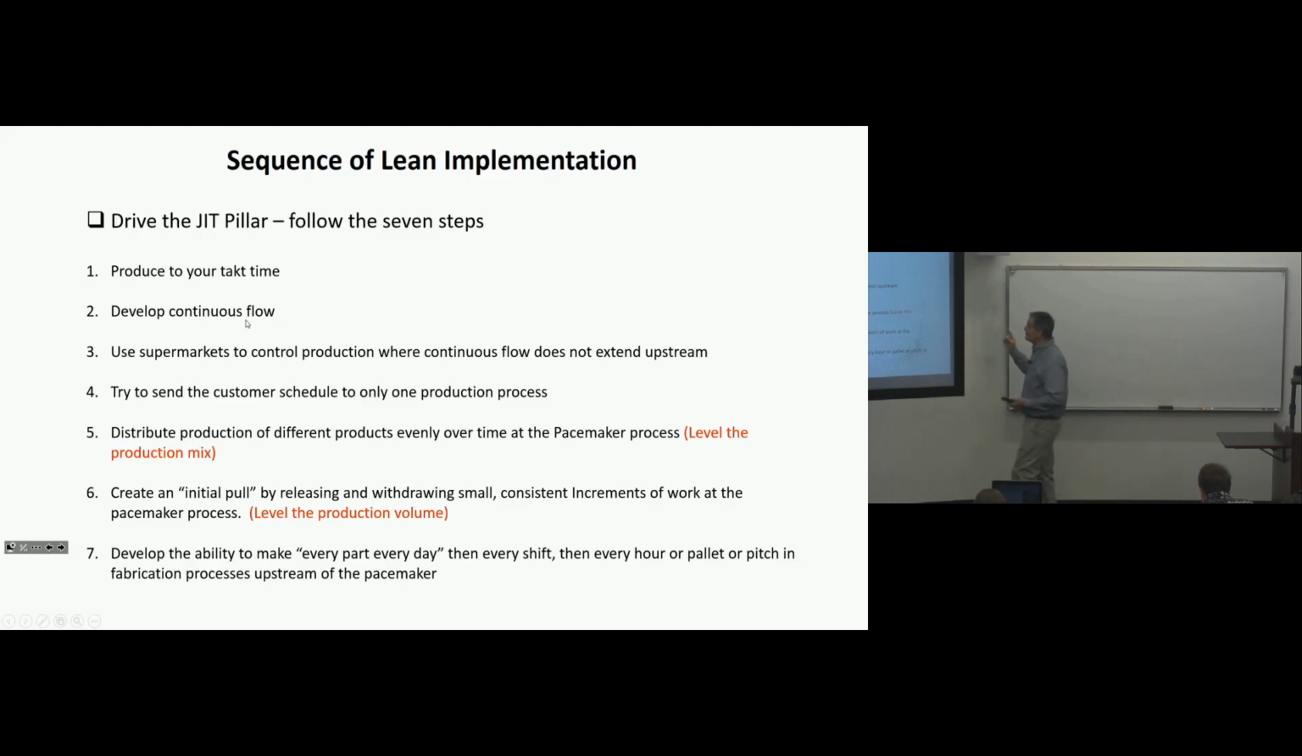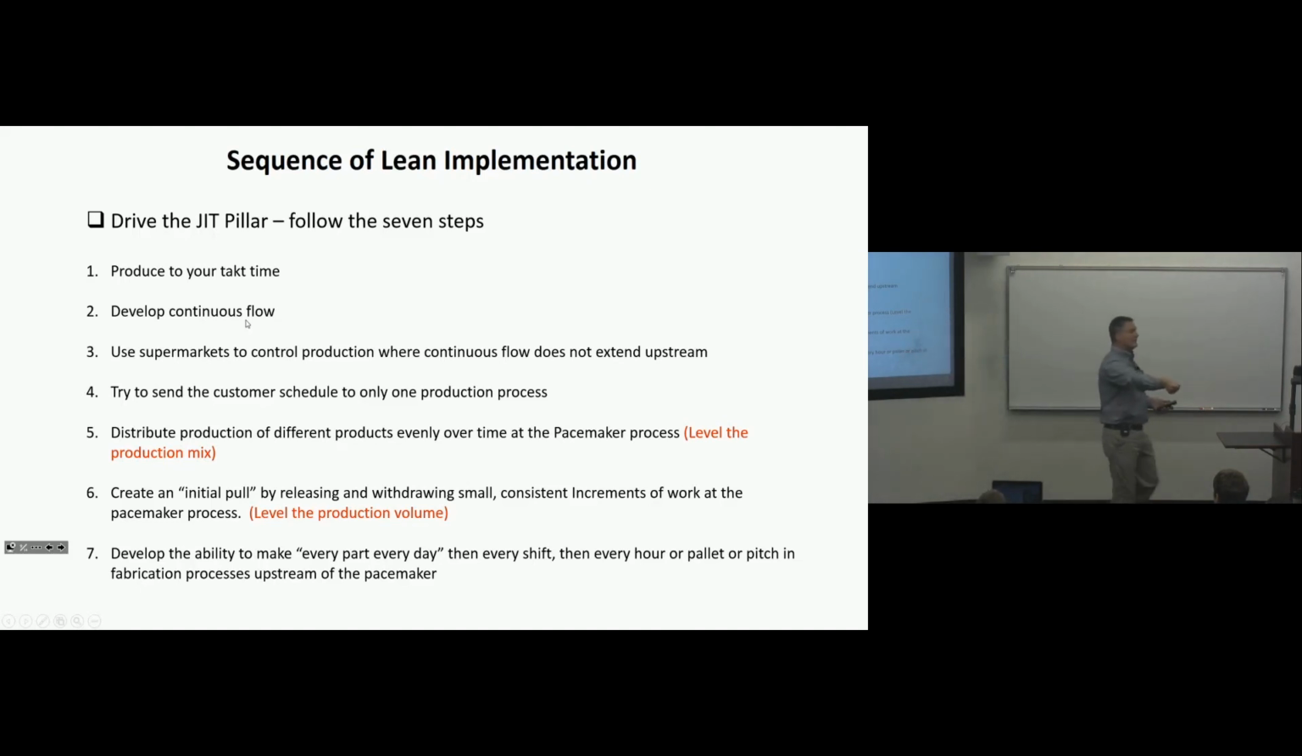Use supermarkets to control production where continuous flow doesn't extend upstream. We can't do continuous flow. Okay, how big is a supermarket? There's a formula for that, right, Kirsten? Yeah. And so we size our supermarkets. We're still implementing a pull system. Try to send the customer schedule to only one process, station 11, the pacemaker. Distribute production of different products evenly over time, leveling the production mix using Heijunka. Create initial pull by releasing and withdrawing small consistent increments of work at the pacemaker every 6 minutes.